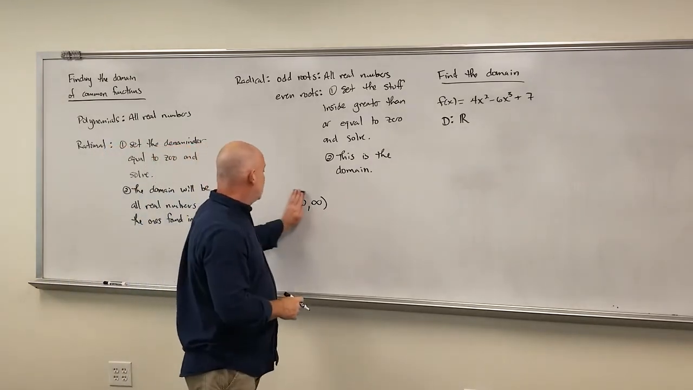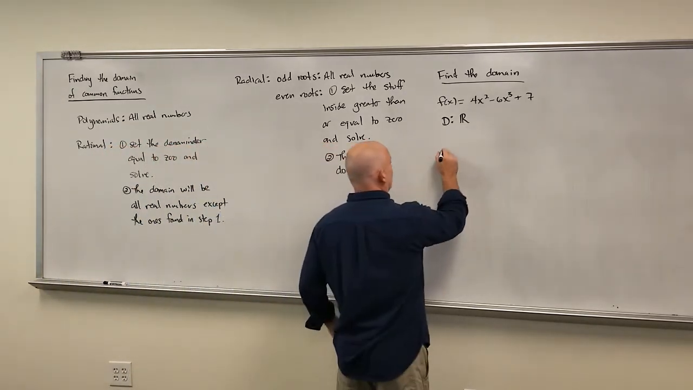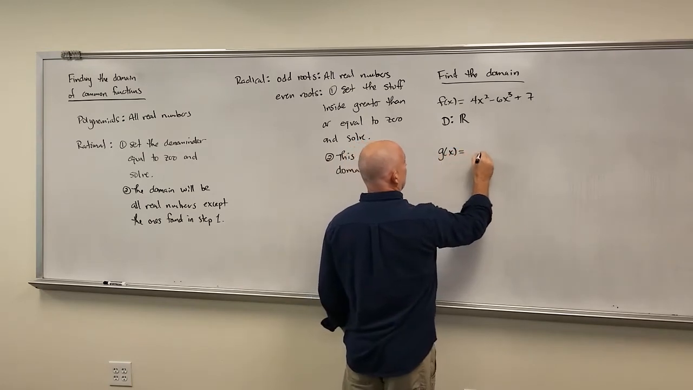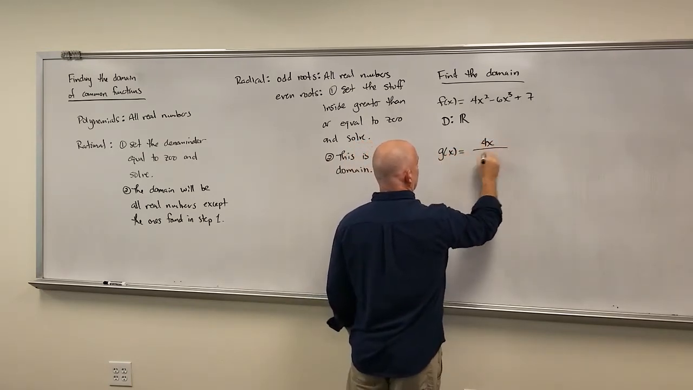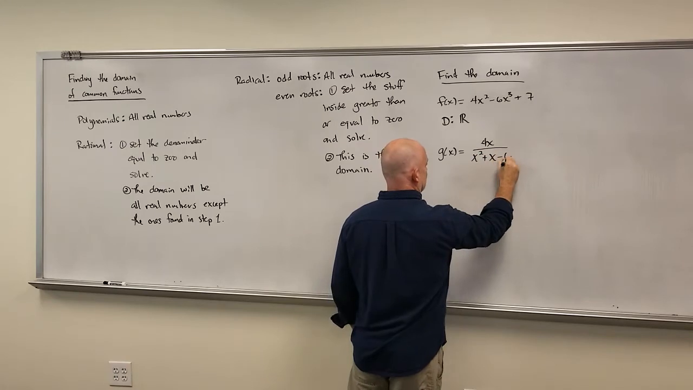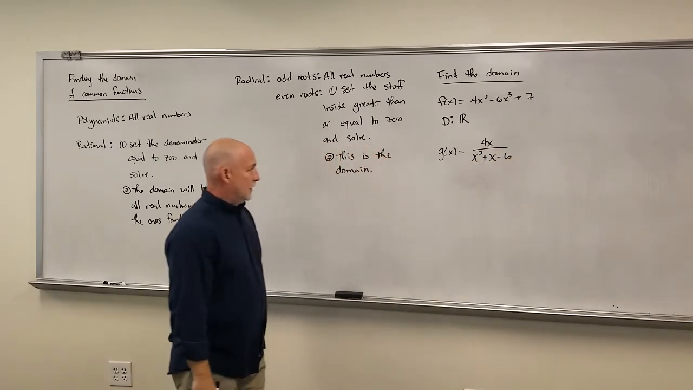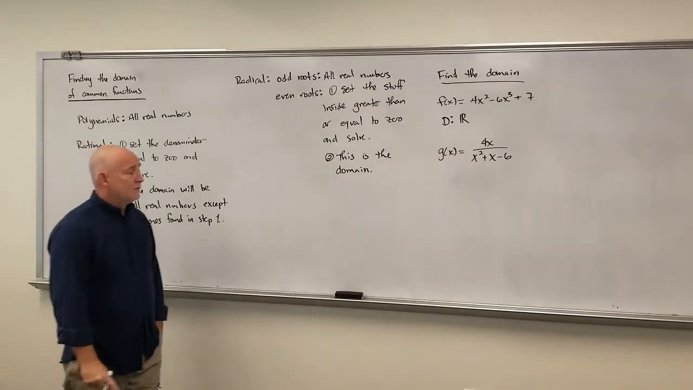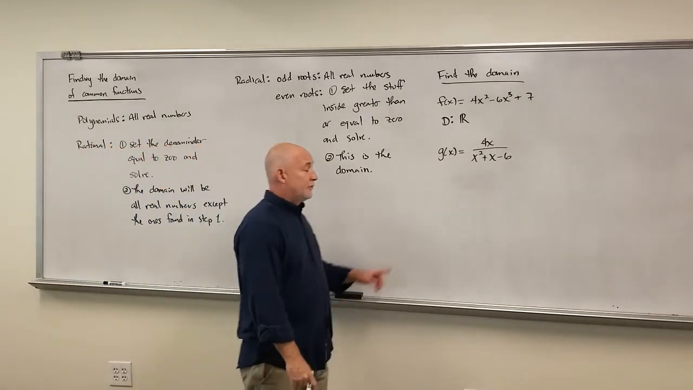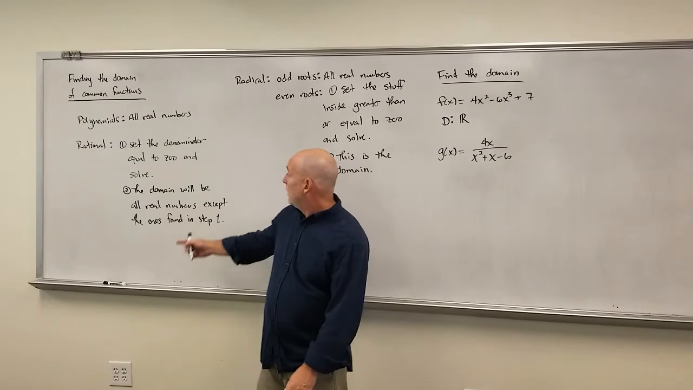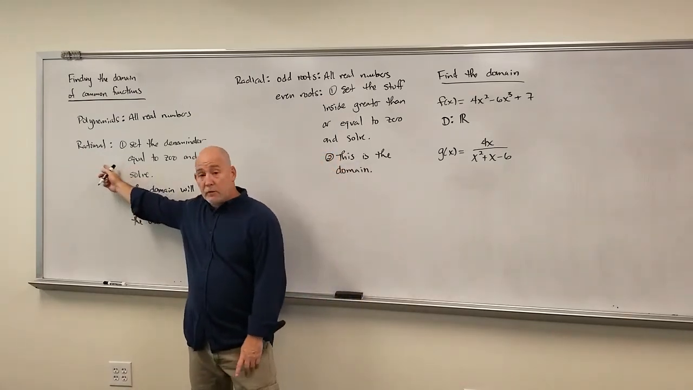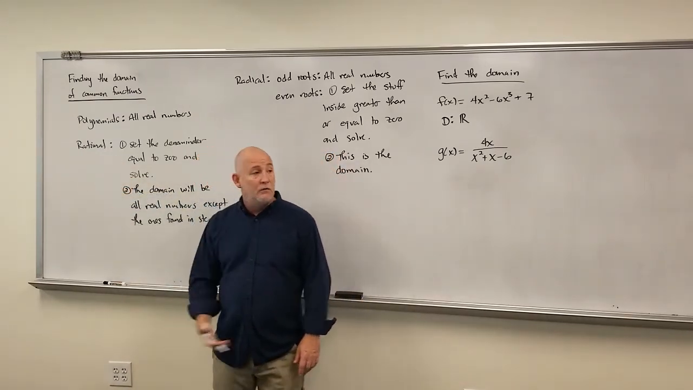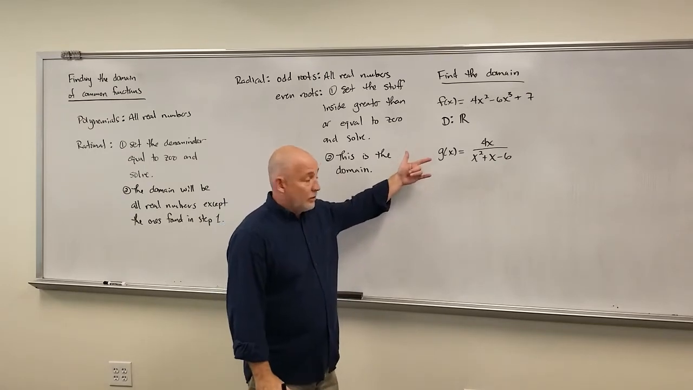What if we had something like this? Let's try another function. What if I said g of x was 4x over x squared plus x minus 6? And I said, find the domain. Well, to find the domain of this expression, we got to first say what type it is. So according to the only ones we have, it would be a rational, right? Because it's a fraction of polynomials.